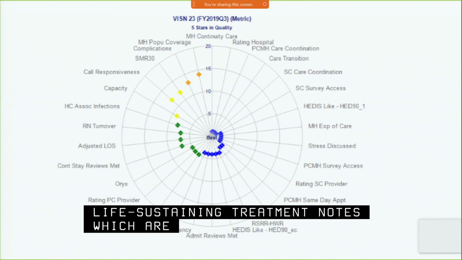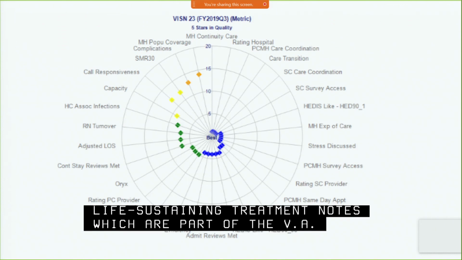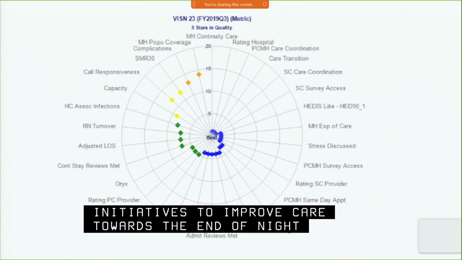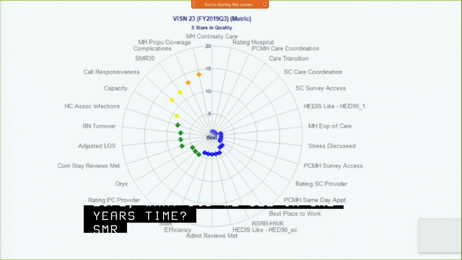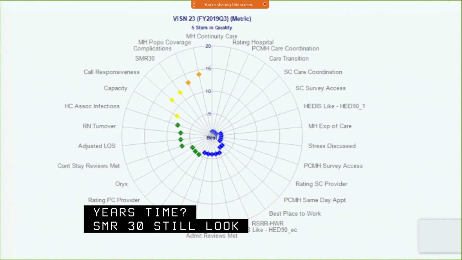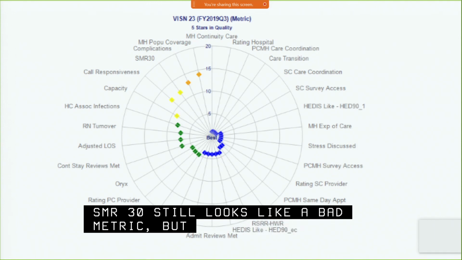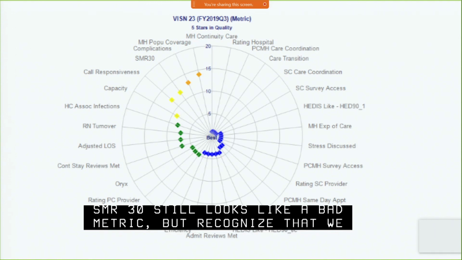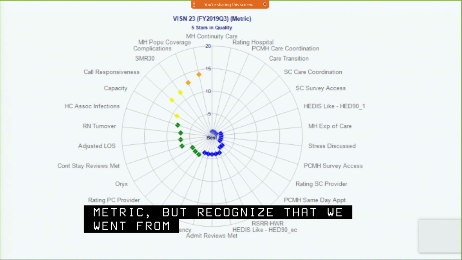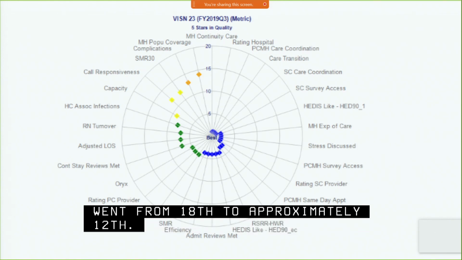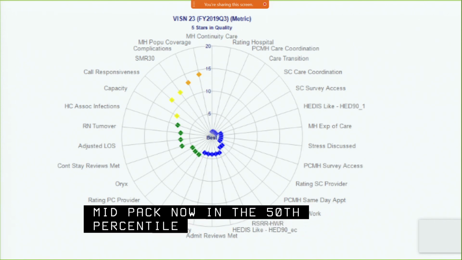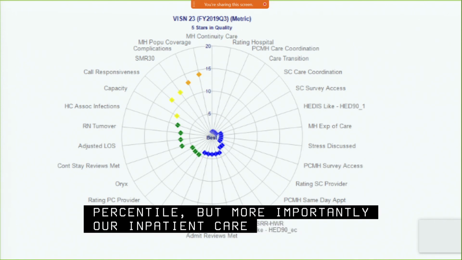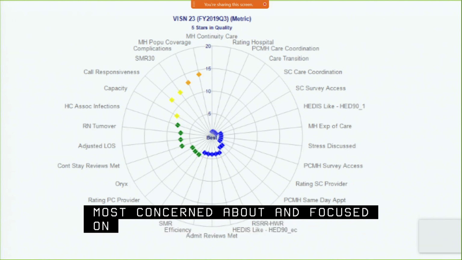What did we see? In 1 year's time, SMR 30, it still looks like it's a bad metric, but please recognize that we went from 18th to approximately 12th. We are mid-pack now in the 50th percentile, but more importantly, our inpatient care that I was most concerned about and focused on, our SMR, we are now 4th, and we are a low outlier for SMR.